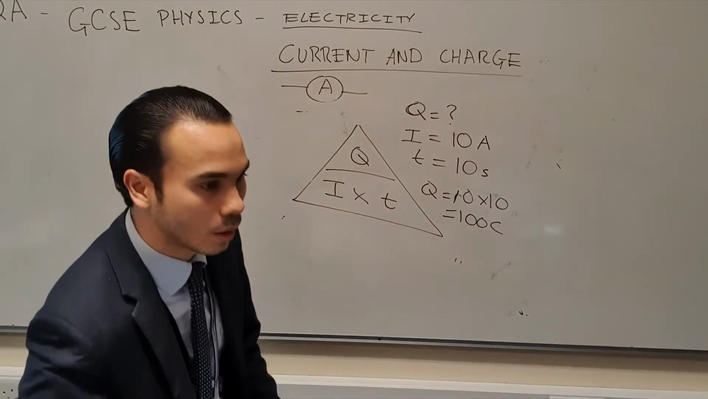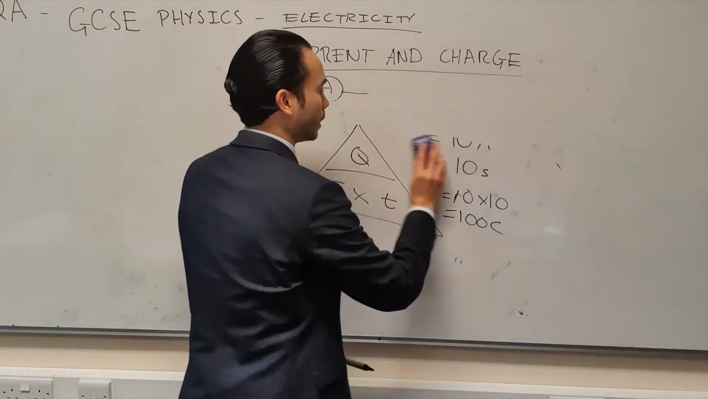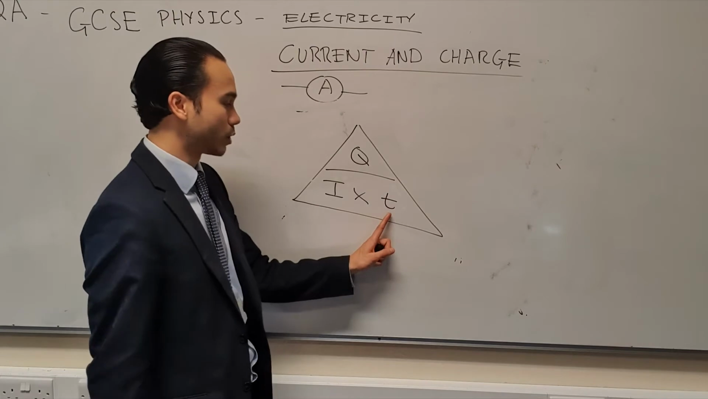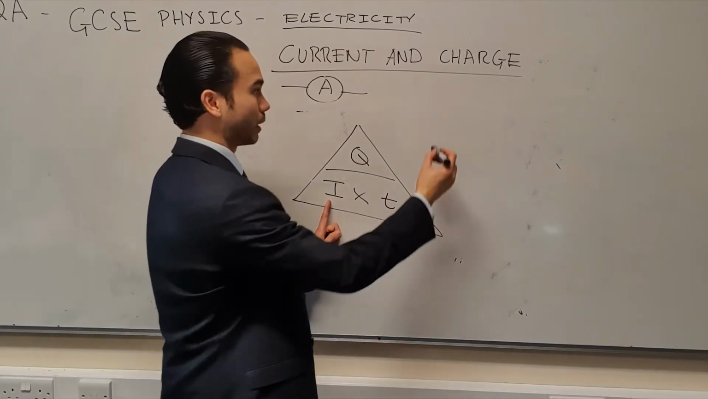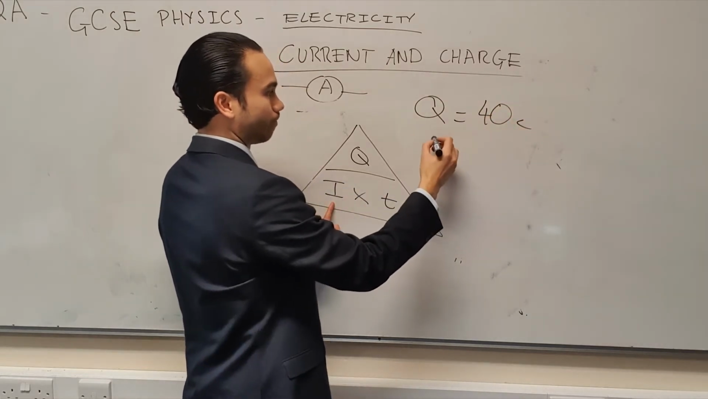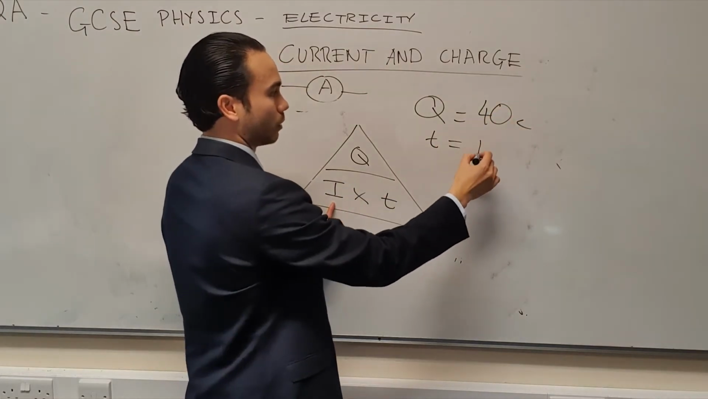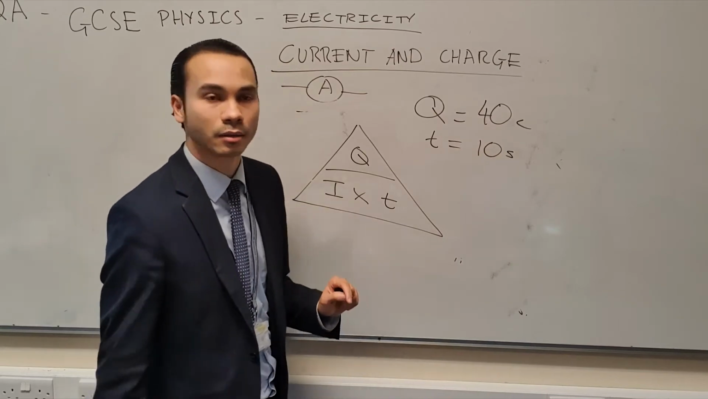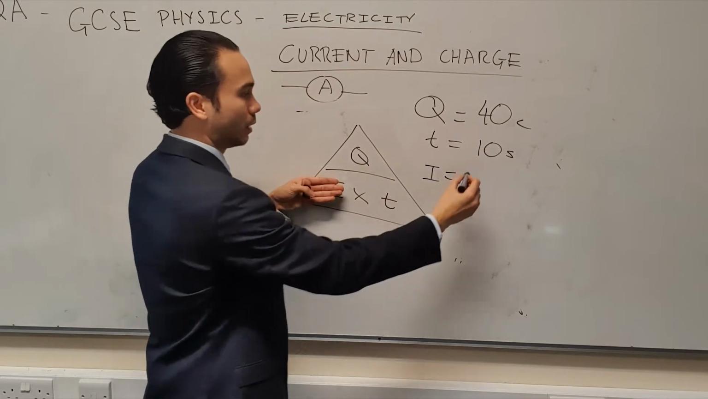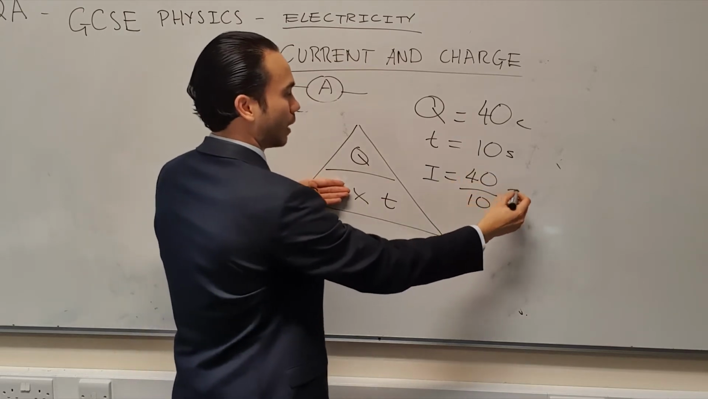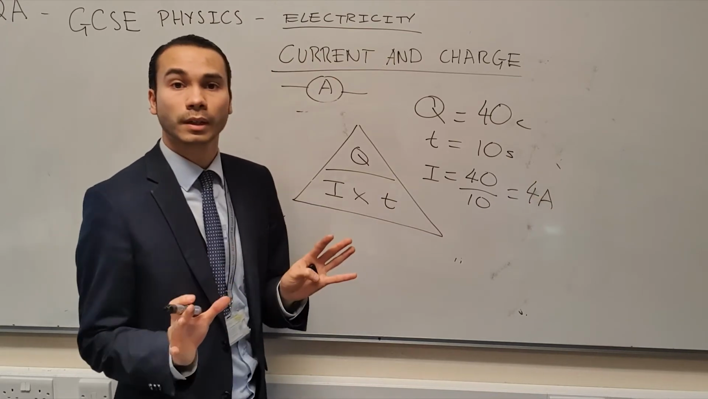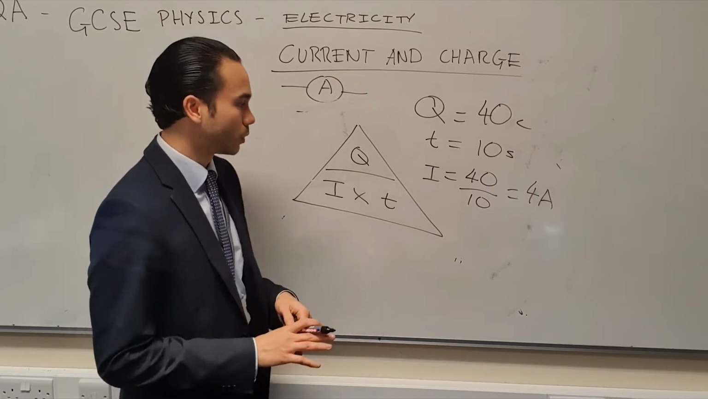Okay, let's do one more example where we've got to divide. Let's say I want to measure the current this time, and I have 40 coulombs, and it goes past the point in 10 seconds. What's my current? Well, cover up I, it's Q divided by T, so it's 40 divided by 10, and that is 4 amps. Okay? Hopefully that's helpful to you.